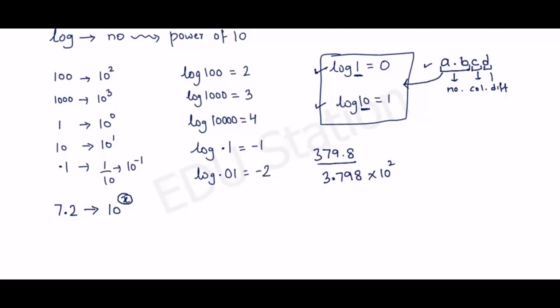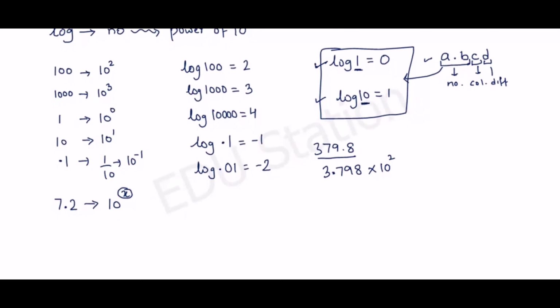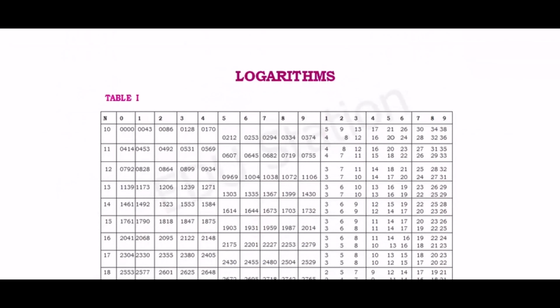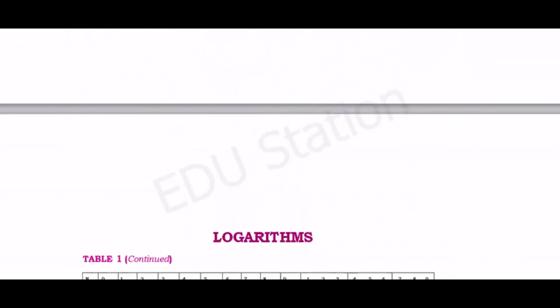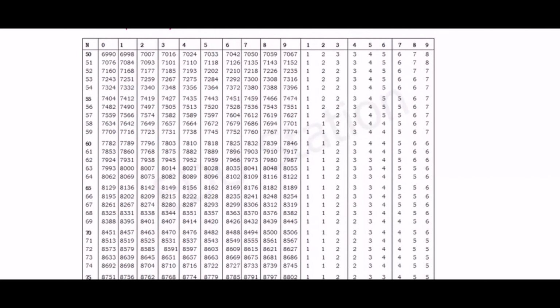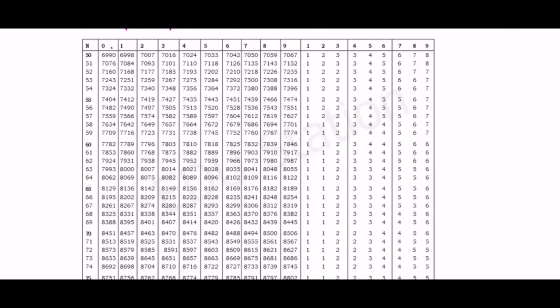Now let's try and use this in log tables. Let's say I have to find log 7.2, which means 10 has to be raised to which power to get 7.2. If you look at this format A dot BCD, this will be 72. You have no column and no difference. So you will go to log table. So in front of 72, this is the column. So you have 0, 1, 2, 3. These are the columns, 4, 5, 6 till 9.